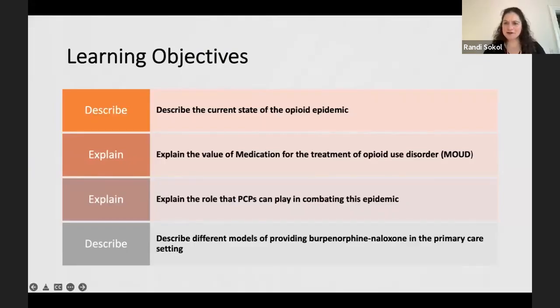Okay, the learning objectives are, we are going to describe the current state of the opioid epidemic, explain the value of medication for the treatment of opiate use disorder, explain the role that primary care physicians can play in combating this epidemic, and describe different models of providing buprenorphine, aka Suboxone, in the primary care setting.